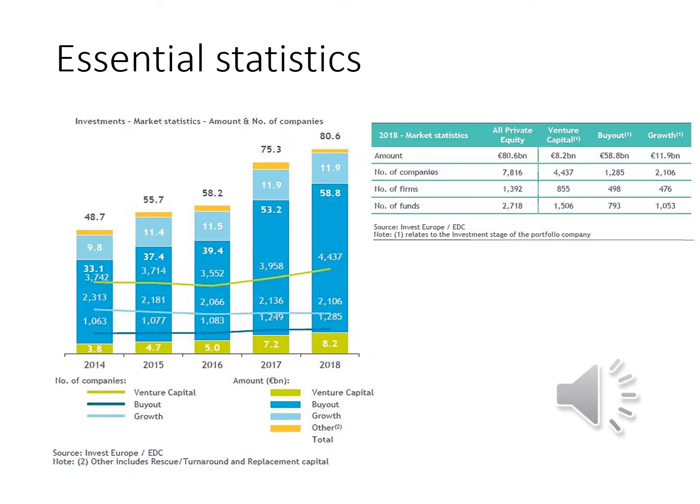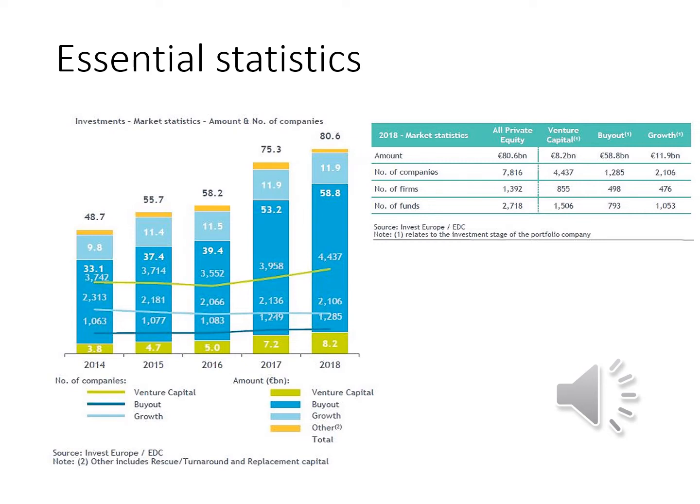We show here a highlight or an example of some statistics. These are from Invest Europe, and they refer to Europe. If we look at 2018, for instance, we can see that about 59 billion was invested in buyouts, about 12 billion in expansion, and about 8 billion in venture capital. And so in terms of the amount of money involved, buyouts are by far the largest, but look at the number of companies involved.